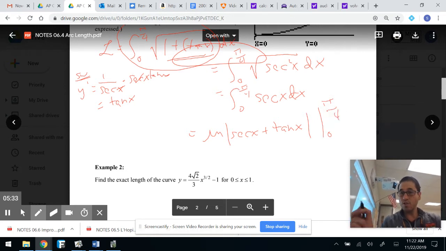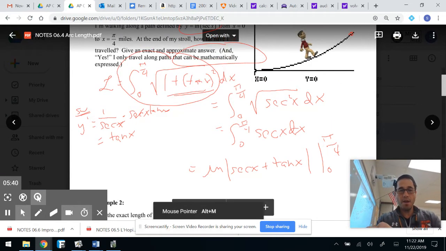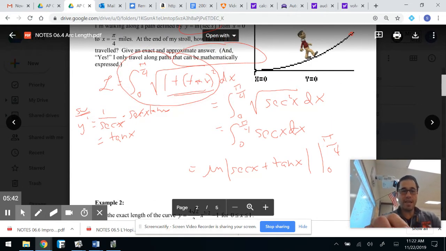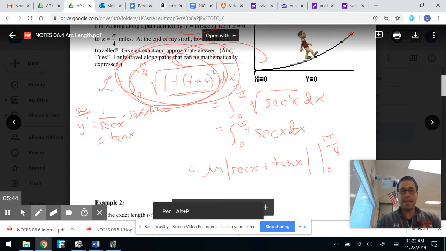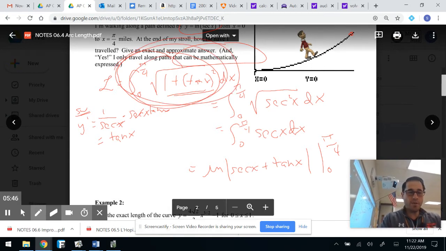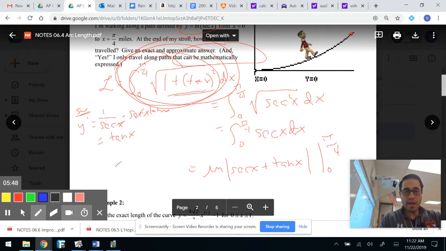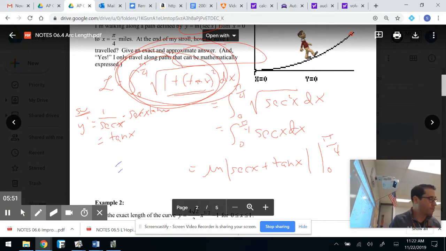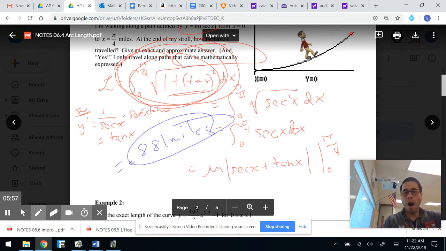So guess what you get to do in my class? You could just go back to this original problem, put it right into your calculator, and I'll put my answer here in blue. If I put that into my calculator, I get 0.881 miles. That's how far Holmes went.